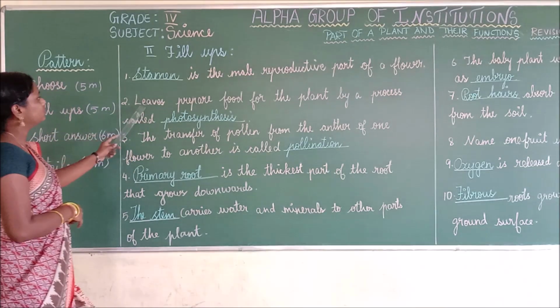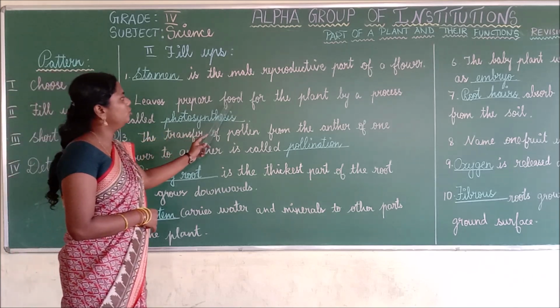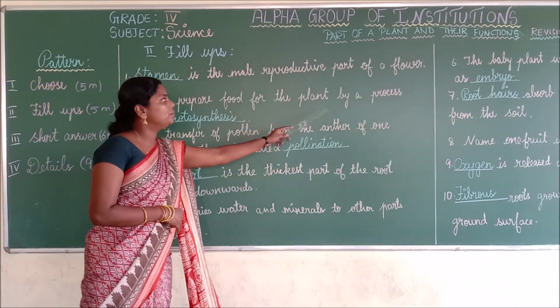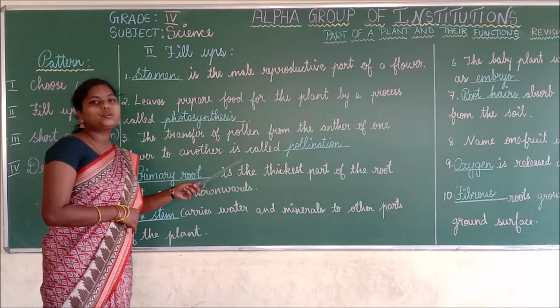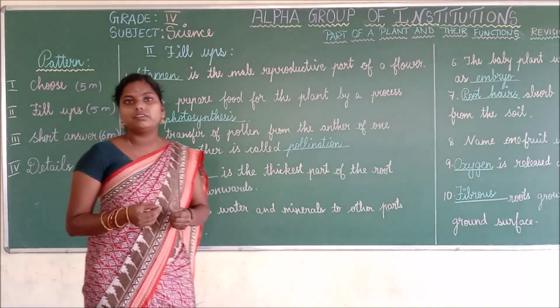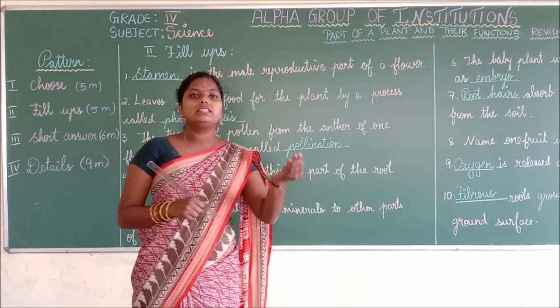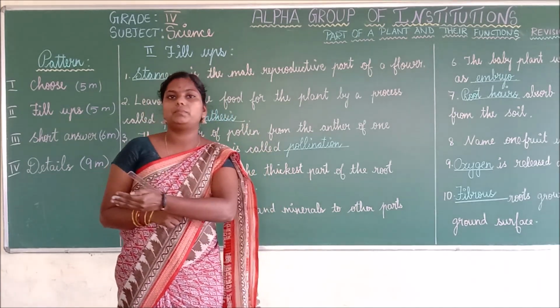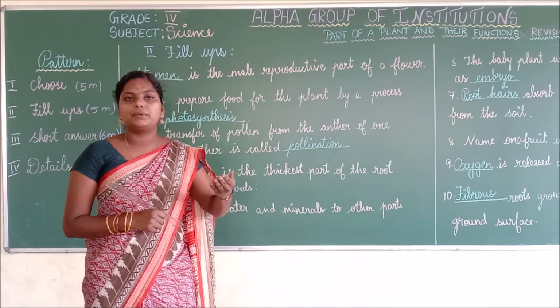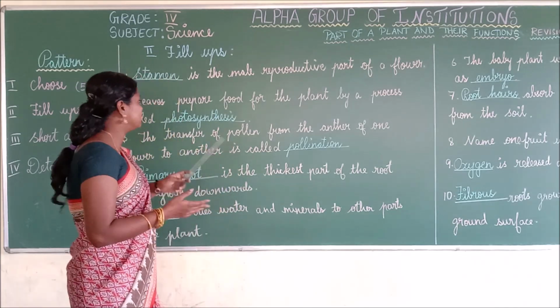And the next one, leaves prepare food for the plant by a process called, what is the process? The sunlight will be used, the water, minerals, nutrients, everything will be used, and these things will come to the leaf of the plant, and there is a process happening. What process is it?